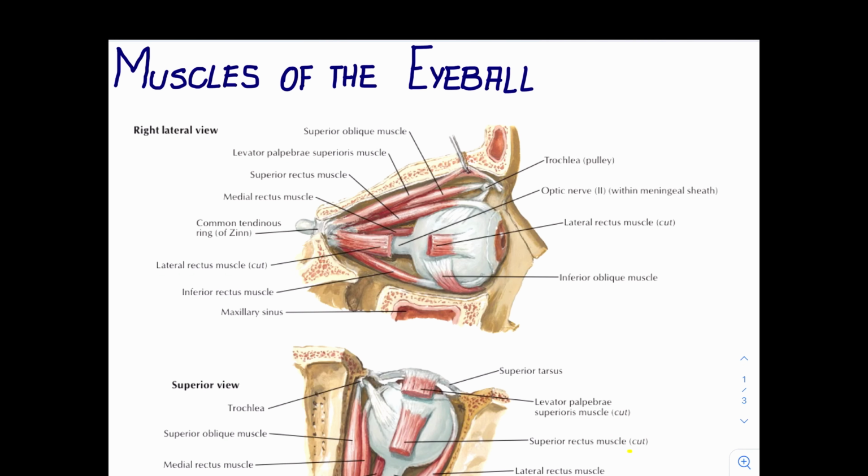Bismillahirrahmanirrahim. Welcome to today's lesson on muscles of the eyeball. The eyeball has extrinsic muscles and intrinsic muscles.